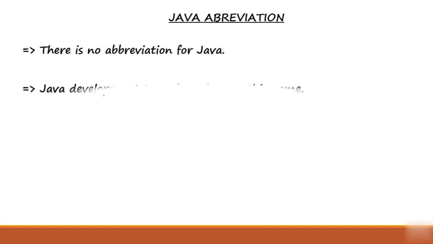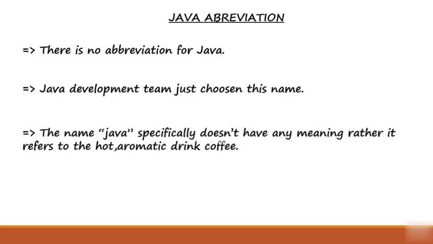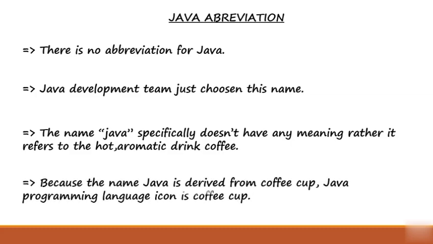Java abbreviation. There is no abbreviation for Java. The Java development team just chose this name. The name Java specifically doesn't have any meaning. Rather, it refers to the hot aromatic drink coffee, because the name Java is derived from coffee. The Java programming language icon is a coffee cup.